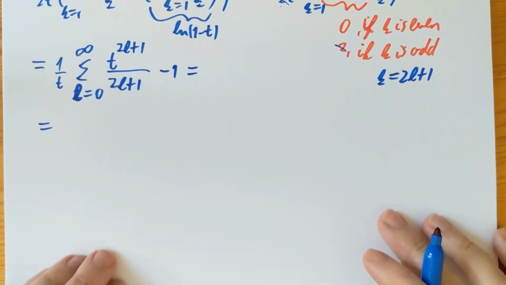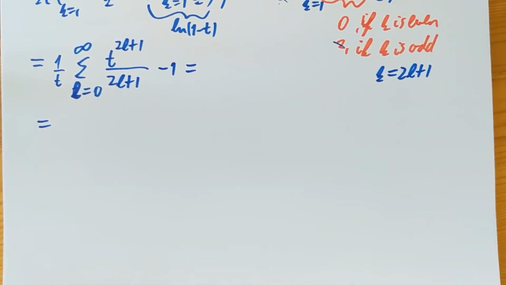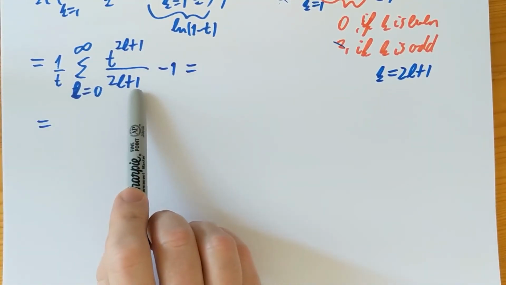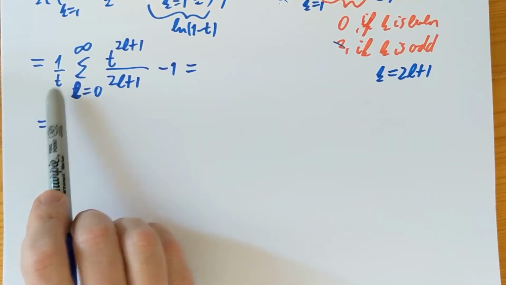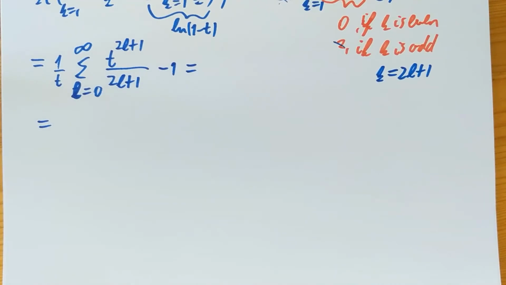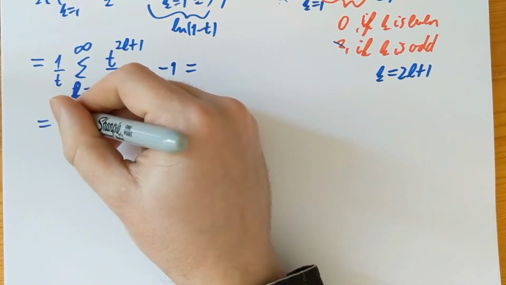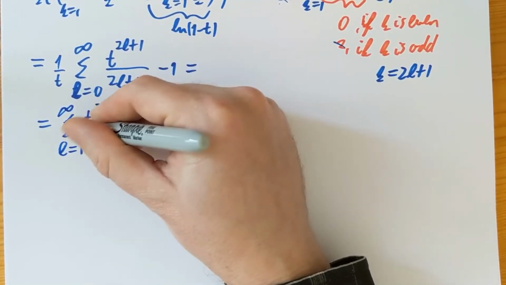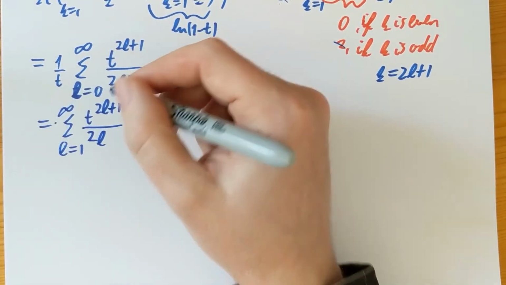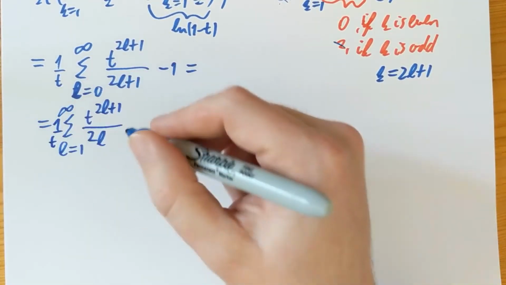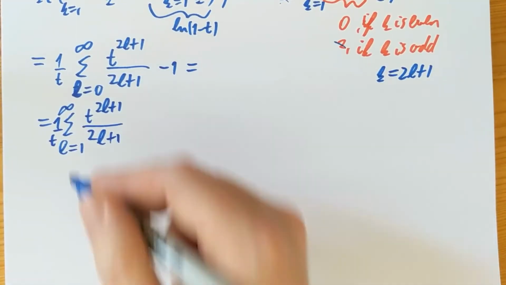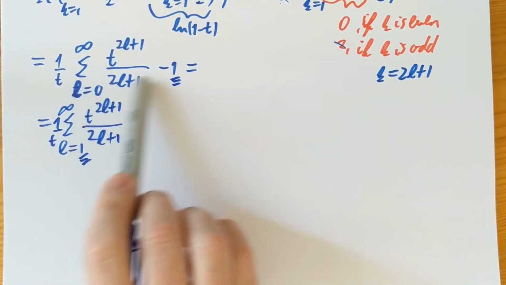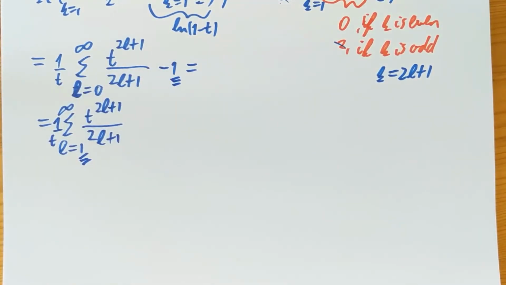Okay, and the next step is to say that l equals 0 exactly gives me t to the first power over 1. Together with that t, l equals 0 gives me a 1 for this sum, which exactly cancels out that 1. So I'm going to start l from 1 to infinity, and, well, let me keep this 1 over t in front, that will get rid of the minus 1 here. So I cancelled out the minus 1 by starting my summation from 1 only, because l equals 0 just cancels out with that minus 1. Okay.